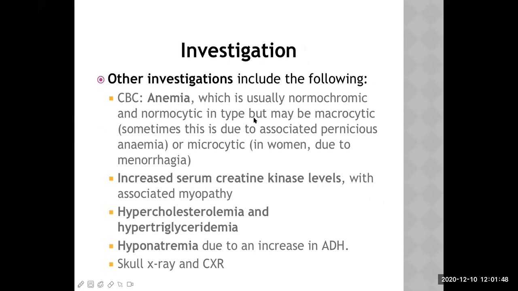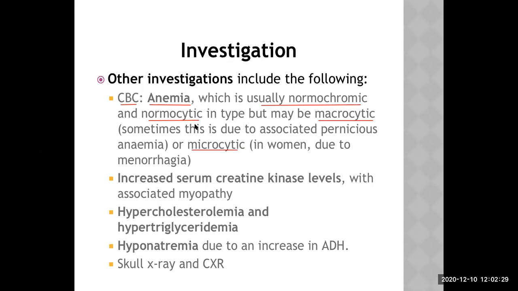Now, other investigations apart from them include the following. See there? So what can we do and what are the reasons for that? CBC, complete blood count, is routinely done, and anemia is quite a prominent and important feature of hypothyroidism. This anemia is normochromic, normocytic, as well as macrocytic, or sometimes even microcytic. So there are different reasons for this anemia. But a very typical type of anemia present here is macrocytic. Now look at the different explanations for these different types of anemia.